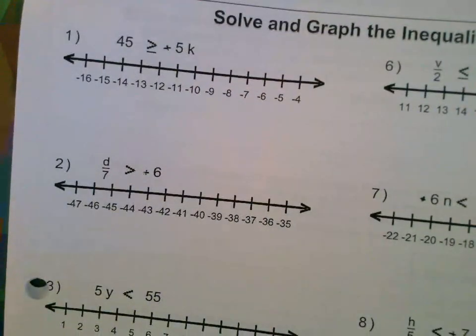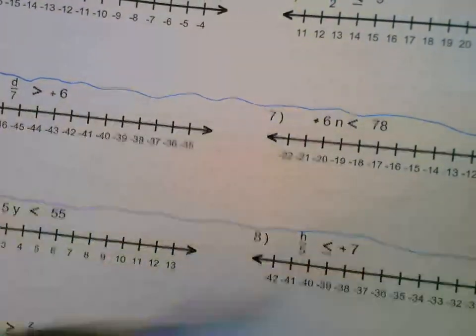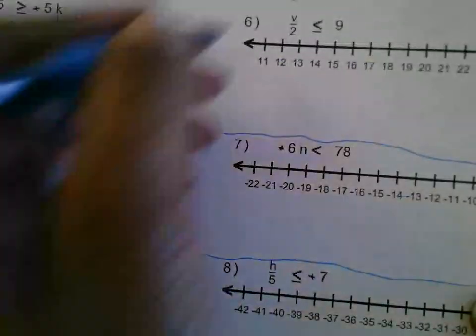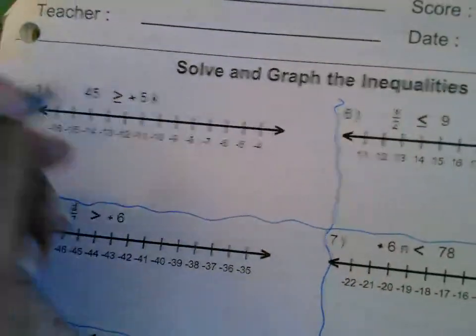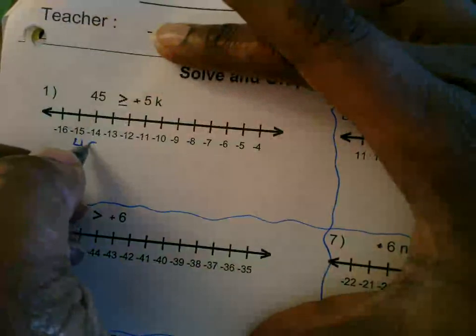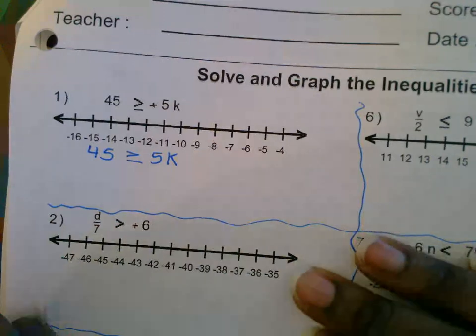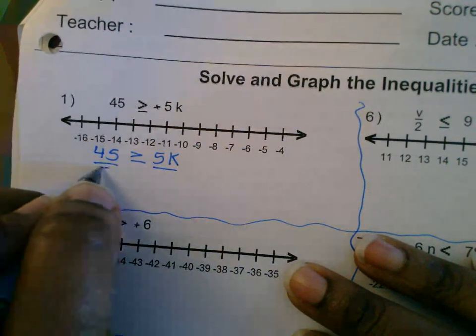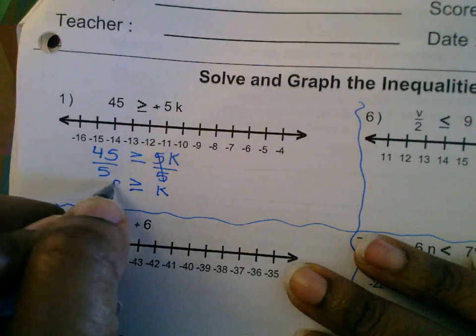Okay, this page is multiplication and division. So I'm going to separate it again. The word goes at the bottom. Same process as before. 45 is greater than or equal to 5K. This is multiplication. So to solve it, we divide both sides by 5. And K is going to be less than or equal to 9.